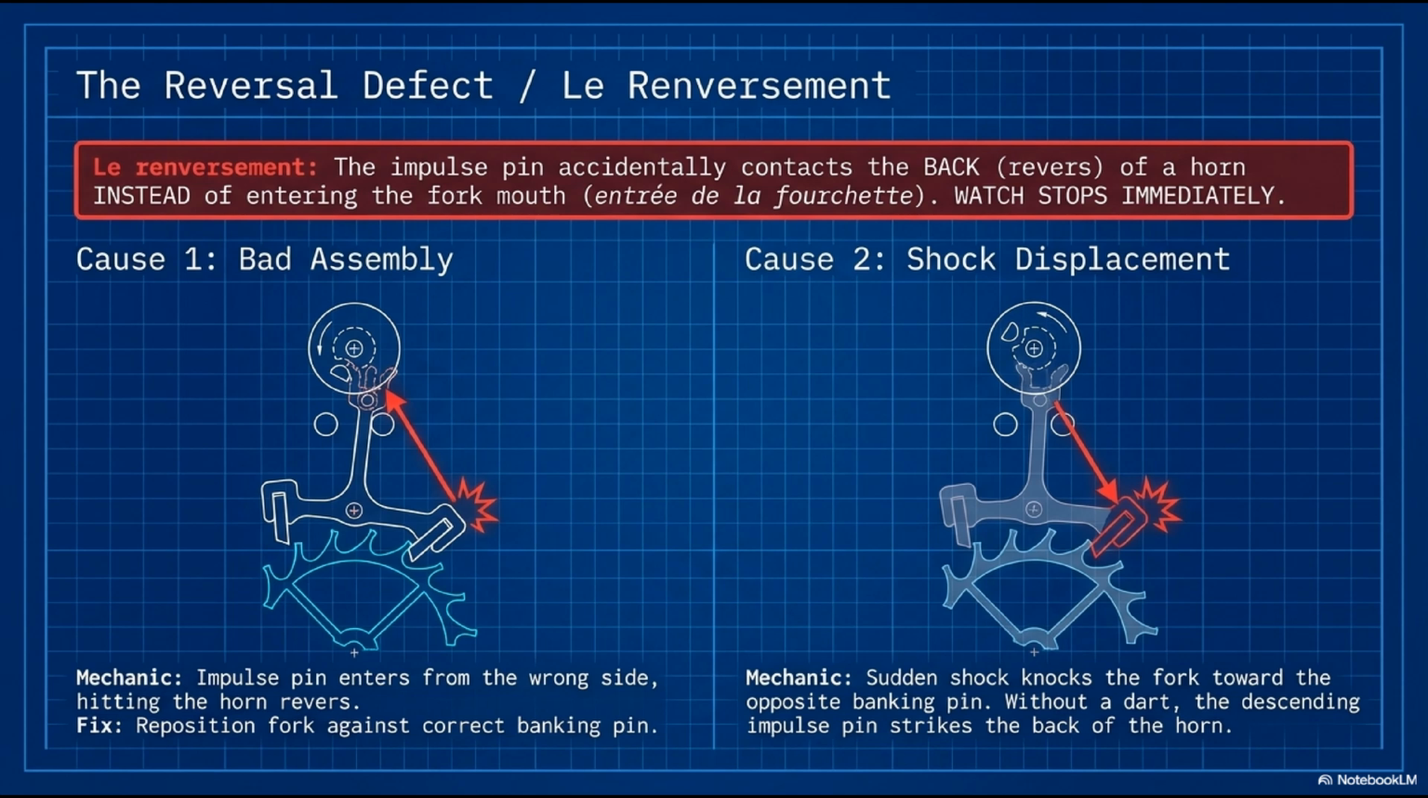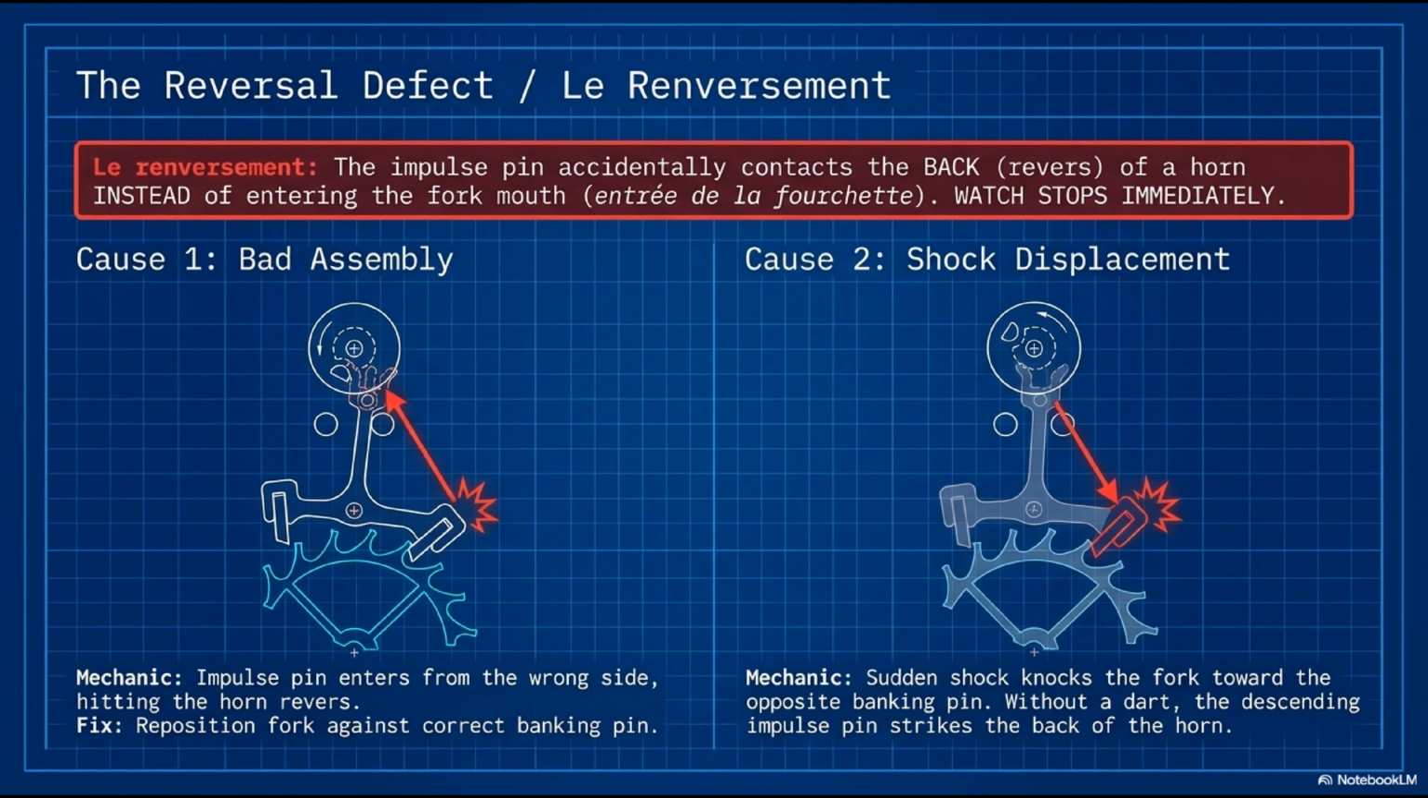Cause 1, bad assembly, mauvaise assemblage. When installing the balance wheel, if the impulse pin is positioned incorrectly relative to the fork, it enters from the wrong direction. Instead of descending into the open fork mouth, the pin descends onto the outer face of a horn, the revers de corne, and is blocked. Balance stops. Fix: remove the balance, reposition the pallet fork against the correct banking pin, reinstall.